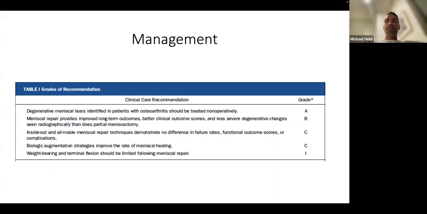The management, and these are now grades that are proposed by larger associations of recommendation. The main thing is that degenerative meniscus tears in patients with osteoarthritis should be treated non-surgically. And that's obviously difficult when you start up in private practice, because you'll see a lot of these patients, and to send them away basically means you send away income.